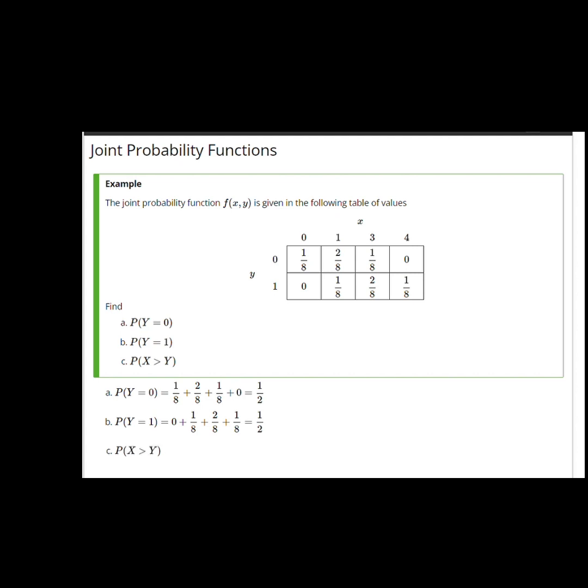Finally, what's the probability that x is strictly larger than y? We have to identify the entries in the table for which that's the case, and those entries correspond to y equals 0 and x equals 1 or 3, or y equals 1 and x equals 3 or 4. Adding the probability of those four pairs of values together, 2/8 plus 1/8 plus 2/8 plus 1/8, we obtain 6/8.